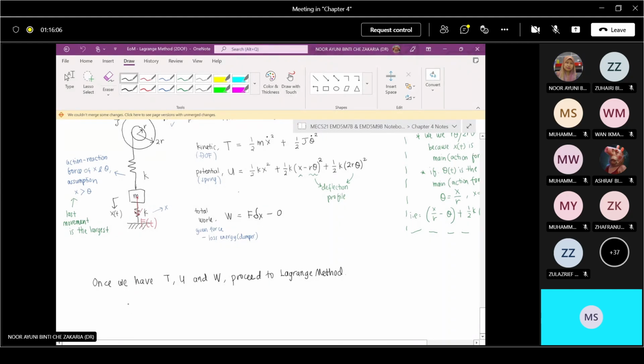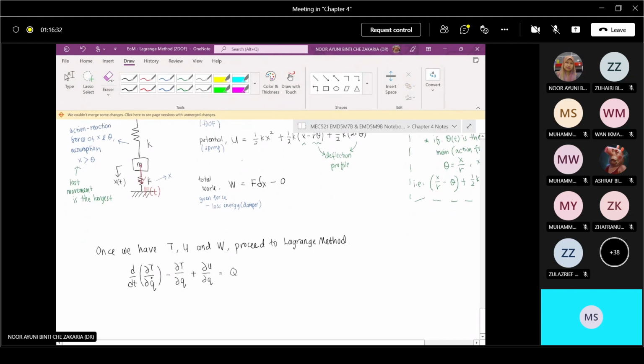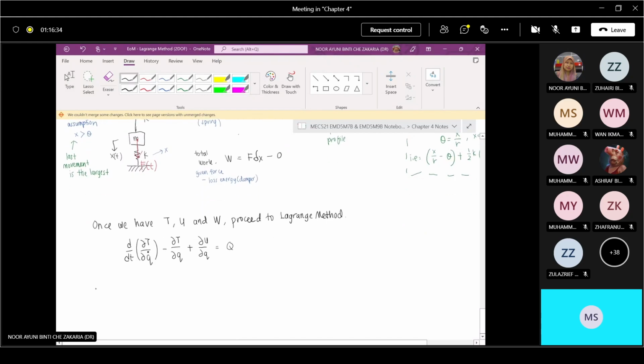Okay. So, the Lagrange. Okay, just put the equation in general. Sorry, equal Q. You can do for X and another one do for theta.